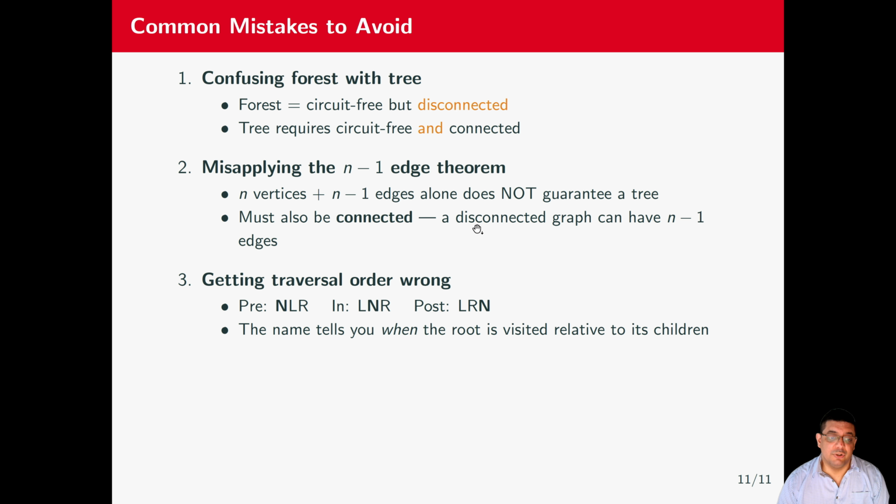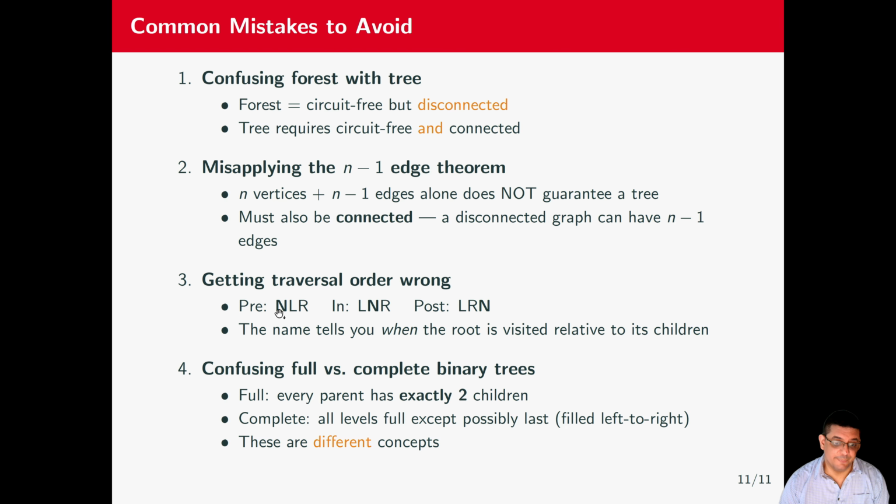Now, when you're doing the traversal, you've got to make sure that you know where your root node is going. So, for example, you have NLR, LNR, and LRN, and the N is always representing where the root is. The name is always telling you where the root is visited relative to its children. Now, it's also important not to confuse full versus complete binary trees. In a full binary tree, every parent has exactly two children, but in a complete one, all levels are full, except possibly the last, which is filled left to right. Those are different concepts.